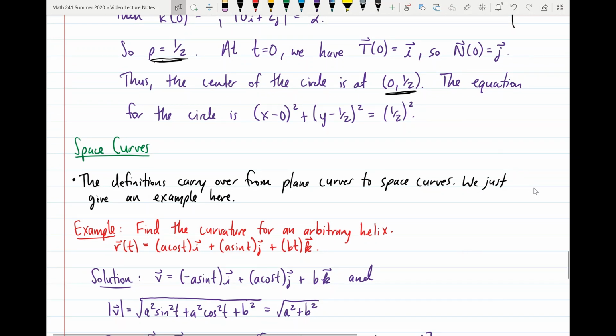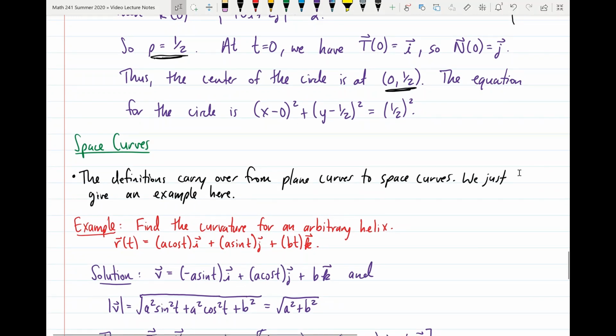Okay, so finally let's move on to the last subsection of section 13.4, and consequently the last subsection of chapter 13. The idea of this last subsection is just to talk about how all of the terms and definitions and formulas that we've given above generalize to space curves.